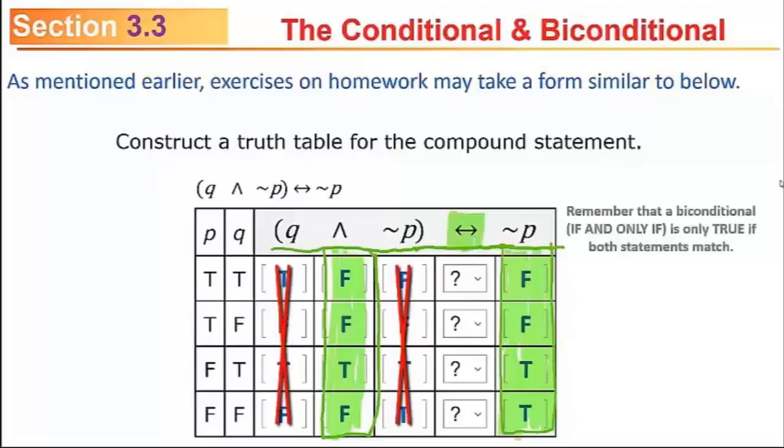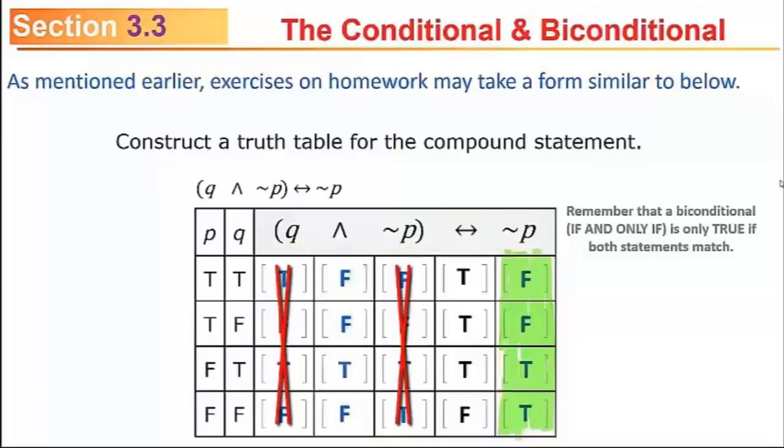And remember, for an if and only if, a biconditional, it's only true if they both match. You notice the very first case, they're both false. That's a match, so it's true. Second, both false, they match, that's true. The third one, both true, they match. The fourth case, false and true, they don't match. So the only false is the very last row. The others are true. And there's the truth table for the compound statement.